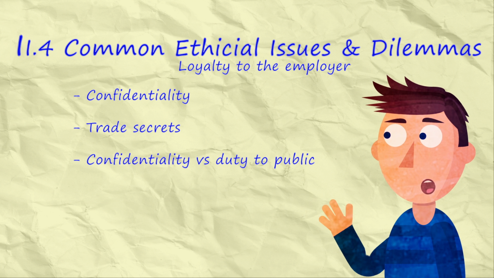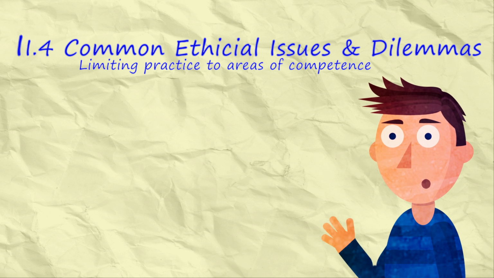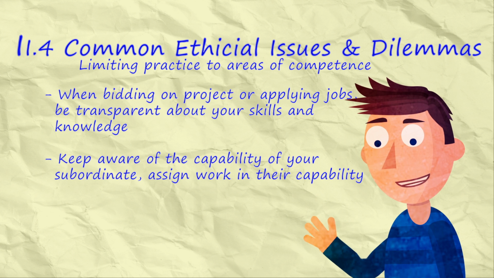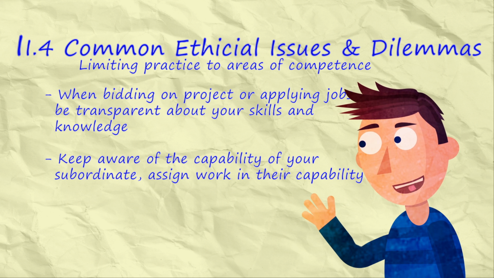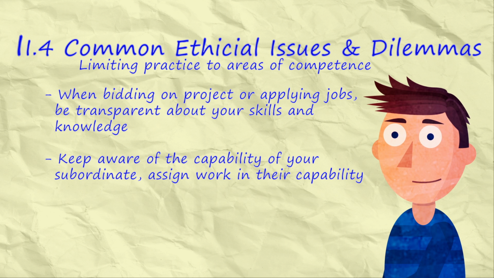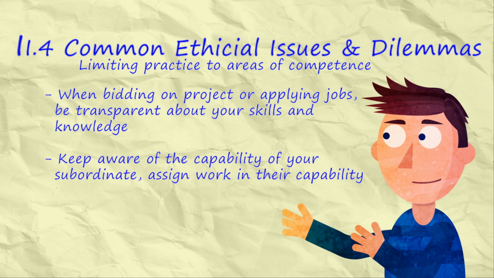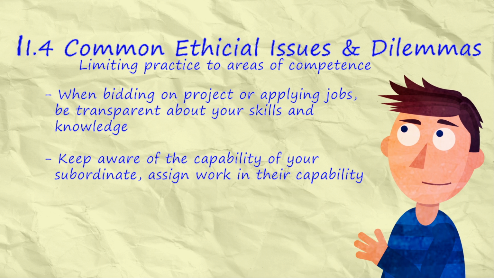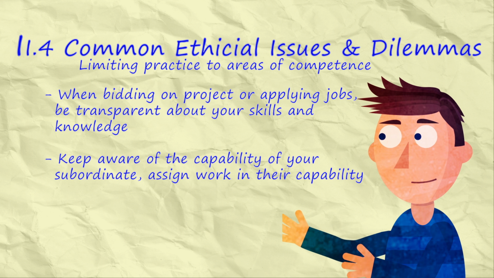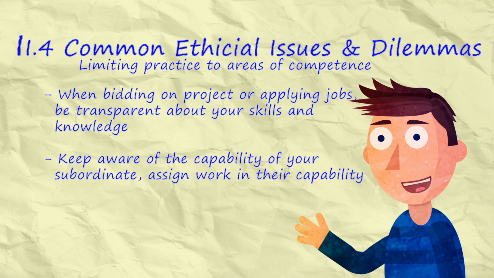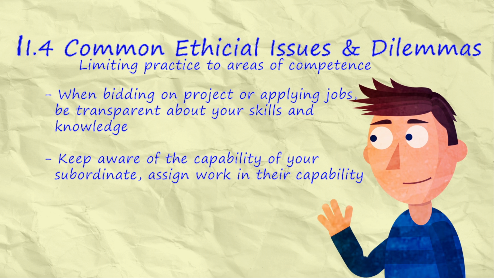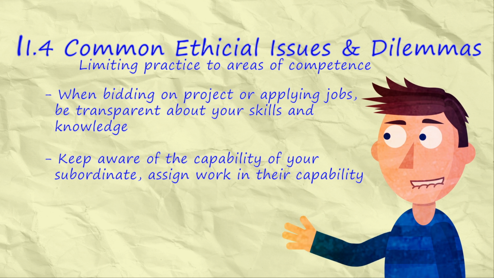Another area of ethical dilemma is limiting practice to areas of competence. For a professional bidding on a job, it's tempting to overstate your qualifications and skills. The professional should be transparent and honest about their skills and knowledge when bidding or applying for a job. The professional should be aware of the capability of their subordinates as well. Don't assign work that is outside of their areas of competence.